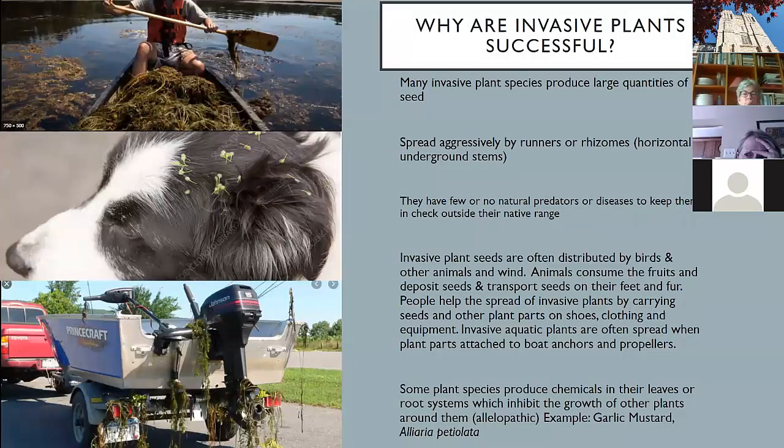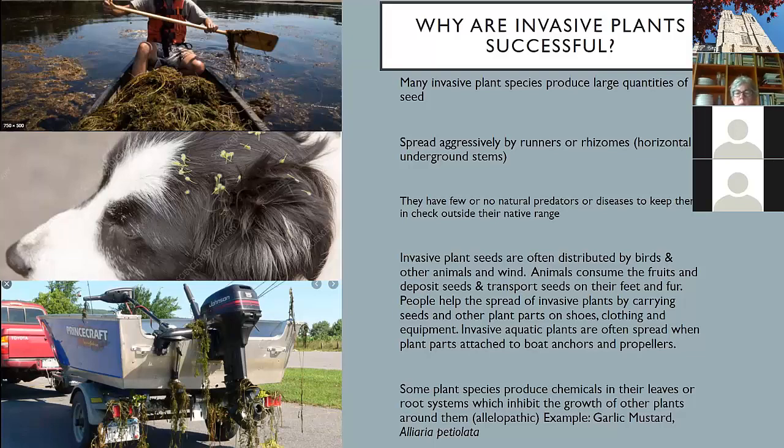So why are invasive plants successful? Many invasive plants produce large quantities of seeds. They spread aggressively by runners or rhizomes, which are horizontal underground stems. They have few or no natural predators or diseases to keep them in check outside their native range. And many invasive plant seeds are distributed by birds and other animals and wind.